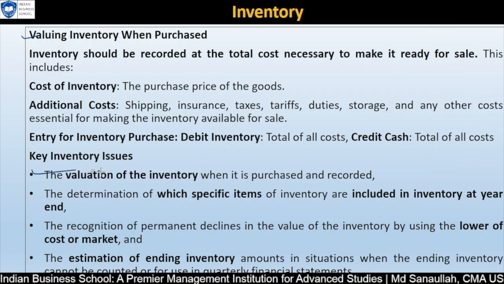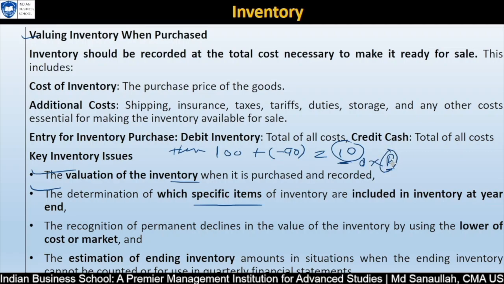So first of all, valuation of inventory. As discussed, determine which specific items are included in the inventory at the year end. For example, we have purchased 100 items, then we sold somewhere around 90 items, so we are having 10 items. Like this we need to figure out all the items and their ending quantity, and then we will multiply by the price.